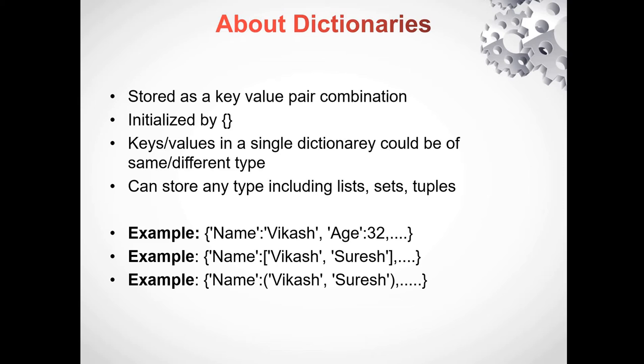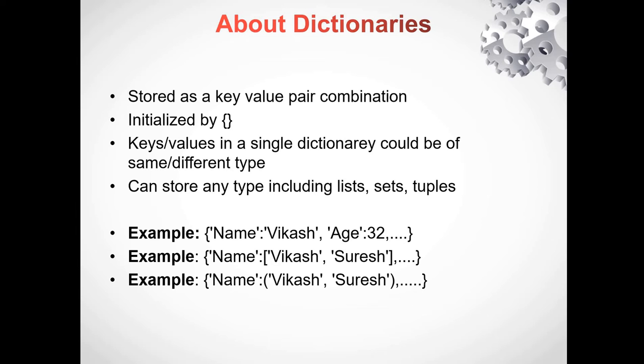And apart from that, if you want to store a list of values against a key in a dictionary, that is also possible. You can see in the examples, like in the first example, the first key is name and the value is Vikas. The second key is age and the value is 32, right? In the first key-value pair, both name and Vikas are strings. But in the second key-value pair, age is a string and the value is an integer, right?